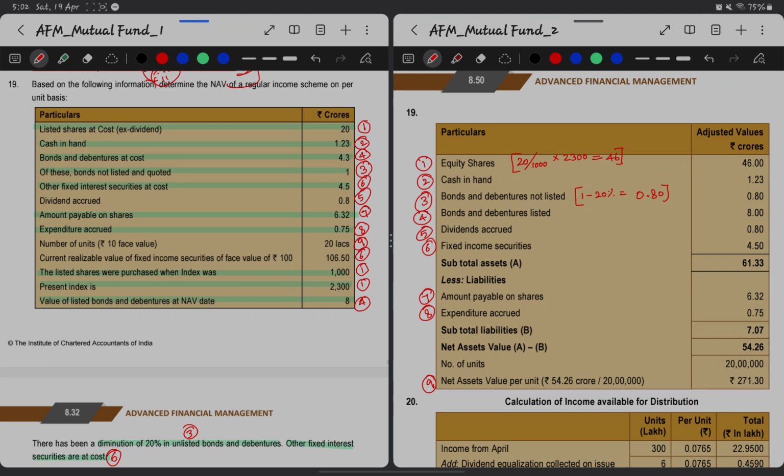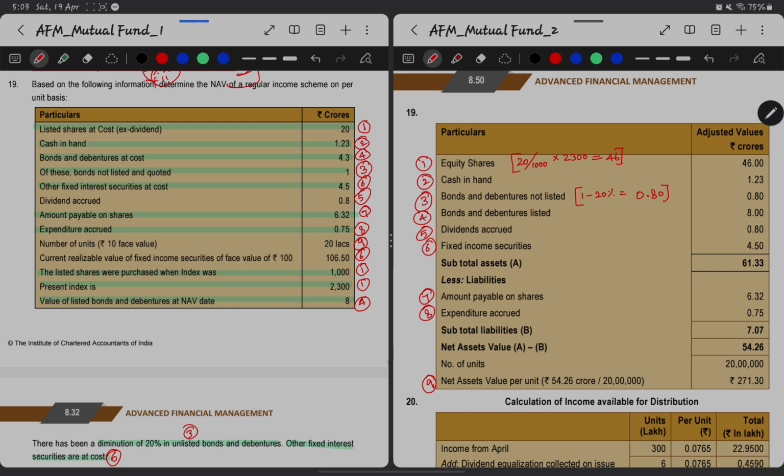Practical question 19. Based on the following information, determine the NAV of a regular income scheme on per unit basis. The information of the investments is given: shares, then cash left, then bonds they've invested, then fixed interest securities are there, then dividend accrued, then expenditures accrued also given, then amount payable on shares, and then the number of units are given.